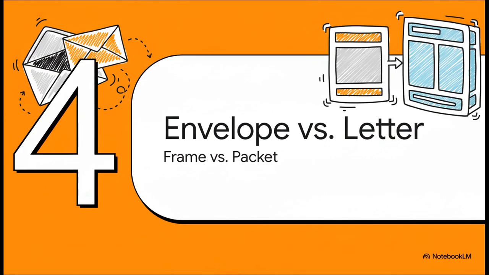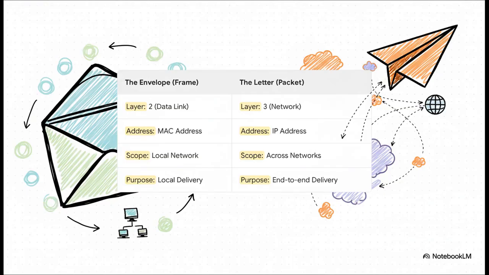Okay, this brings us to a really important distinction. We need to put the envelope and the letter, so the frame and the packet, side by side to see exactly how they're different and, more importantly, how they work together. This chart breaks it all down perfectly. On the left, you've got the frame. That's our local envelope. It's working on Layer 2, the local delivery layer, and it uses those local MAC addresses just to get from one device to another in the same building.